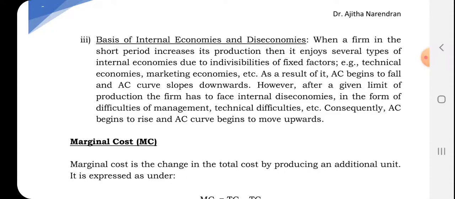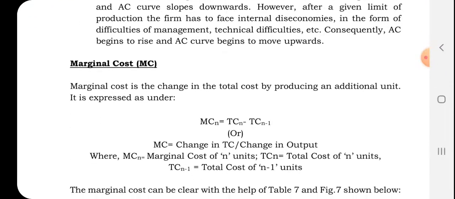I have told you the basis of internal economies and diseconomies. I already mentioned that I have posted a separate video for internal economies and diseconomies. I told you there are two kinds of economies and diseconomies. You can refer to that video to understand this concept. Because of internal economies as well as internal diseconomies, the average cost curve is U-shaped.